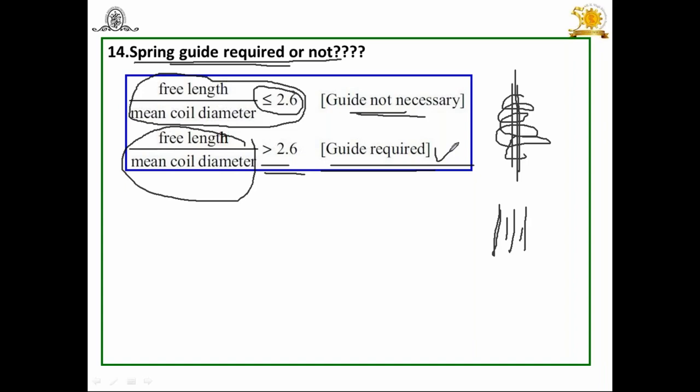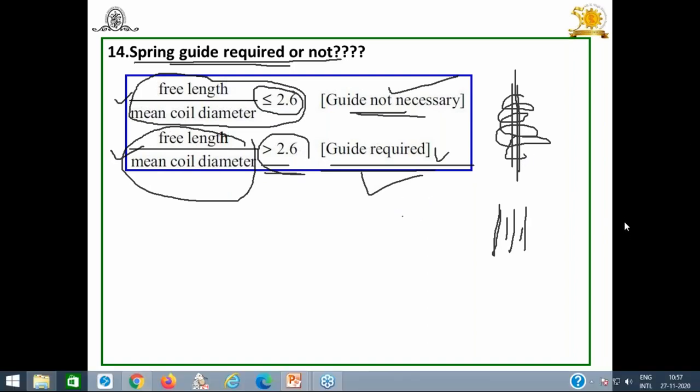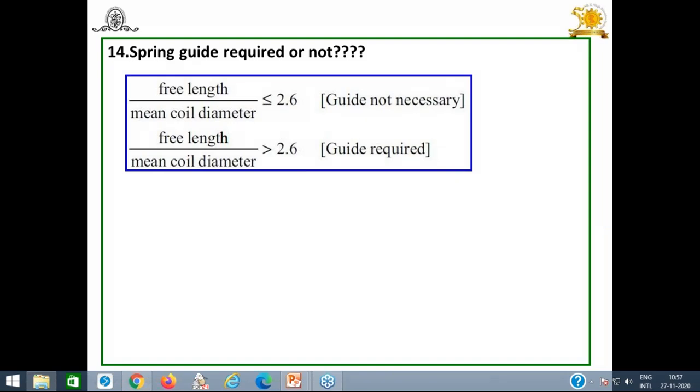Why are these guides required or not required? If the length of the spring is too long, what would happen? It may buckle. And to make the spring buckle proof, we have to use a guide. To make the spring buckle proof, springs are guided in a sleeve or over an arbor. And that is decided by using these relations. Free length upon mean coil diameter less than 2.6, guide is not required. Free length upon mean coil diameter greater than 2.6, guide is required. This is about the design procedure of a helical spring.